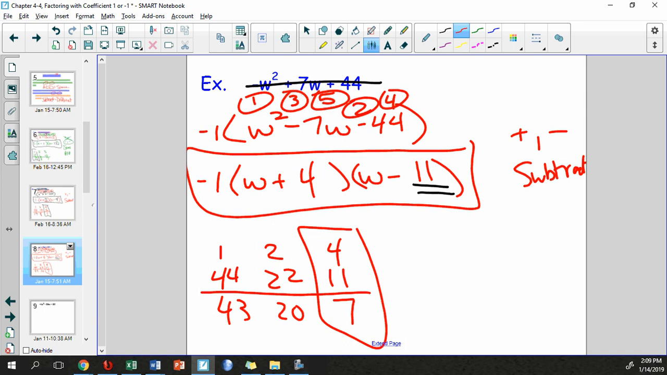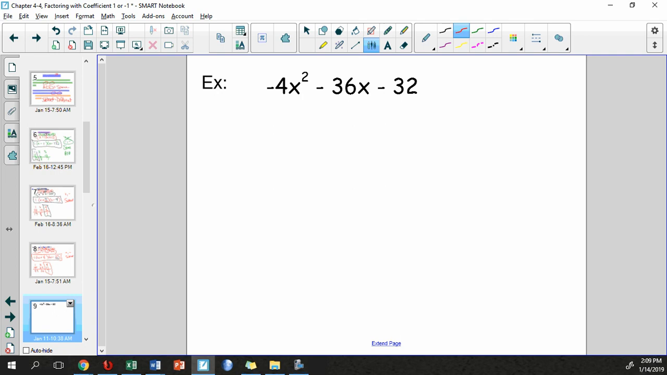Okay. How is this problem different? It's a negative 4. Okay, well, let's look at this whole thing. Do I have a GCF? Yeah. What is my GCF? What is it? It is going to be -4. Do we understand that? So since it is -4, I need to pull out a -4. So if I pull out a -4 out of this entire problem, what remains?